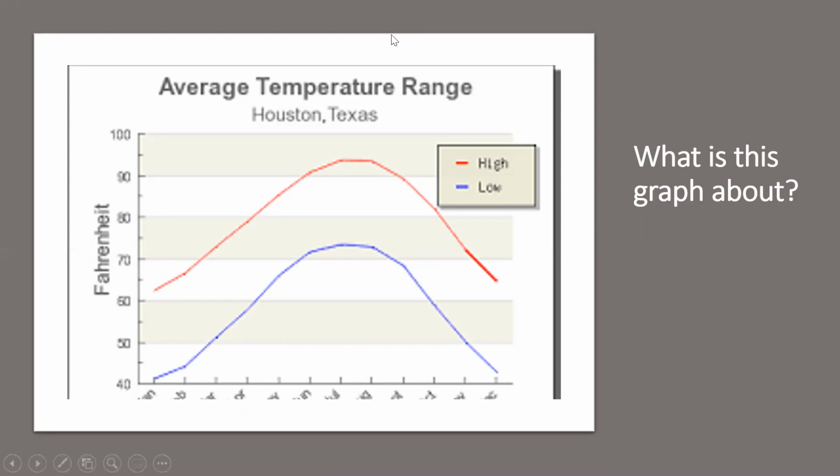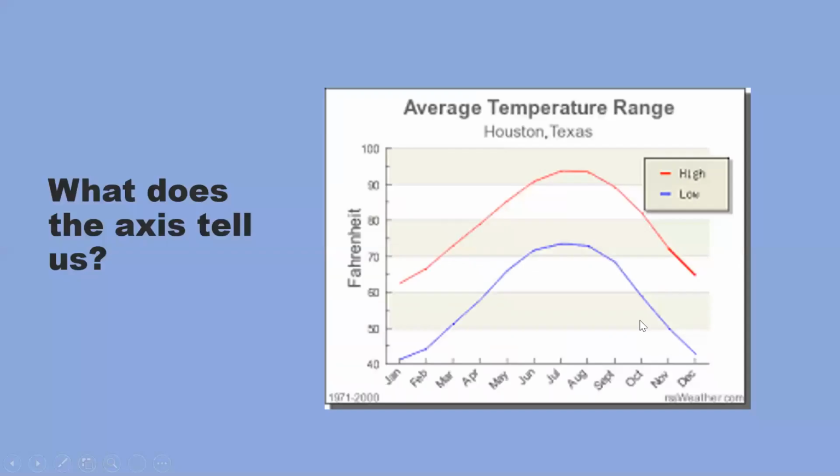Okay, so a graph also has many parts. Tell me a part of a graph. There's a title. What's the title of this graph? Okay, what is on the x-axis? Do you remember about the axes? Or go to a better picture. Okay. Which one is the x-axis? Is it Fahrenheit or is it this bottom section?